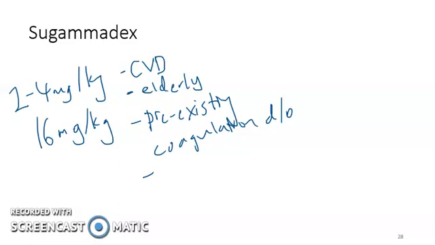And also we have to wait 24 hours before giving rocuronium again, and also wait 24 hours before giving vecuronium. So if you are going to give vecuronium or rocuronium again, it's better to wait for more than 24 hours.